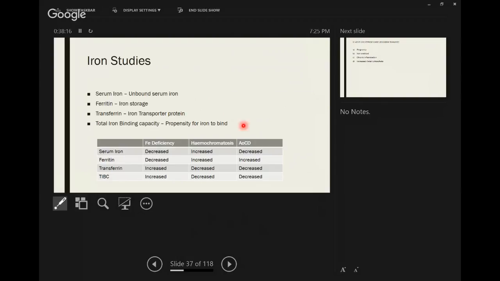But what we expect to see, assuming you capture everything at the perfect moment, in iron deficiency, you have decreased iron, decreased ferritin, but increased transferrin and total iron binding capacity, TIBC. In hemochromatosis, you have increased serum iron, increased ferritin, decreased transferrin, and decreased TIBC. And in anemia of chronic disease, you have decreased serum iron, increased ferritin, but decreased transferrin and TIBC.